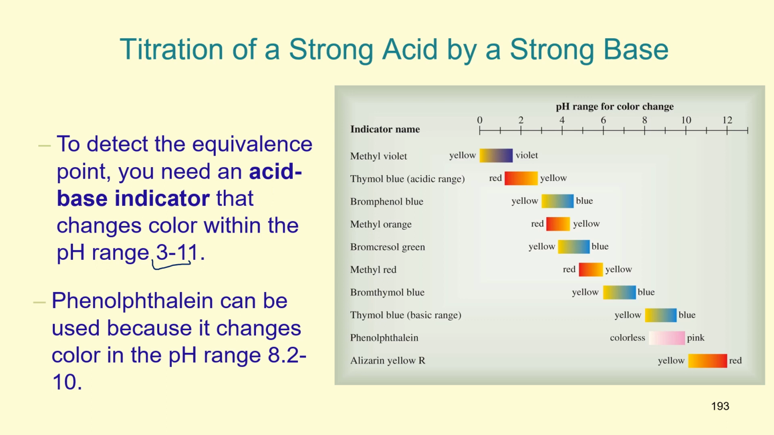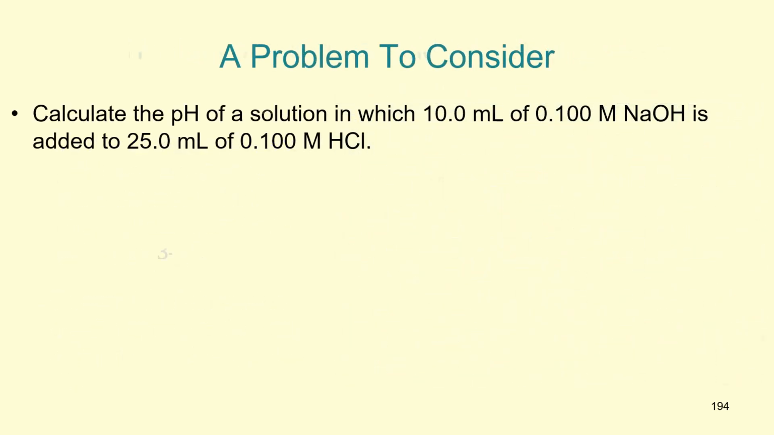Phenolphthalein is a really nice one that you can really see visually, so it's often used. One thing you want to be able to do is calculate the pH along the way. So how can we calculate the pH of a solution where 10 milliliters of 0.1 molar base is added? We start out with 25 milliliters of 0.1 molar HCl, and then we've added 10 milliliters of 0.1 molar NaOH.